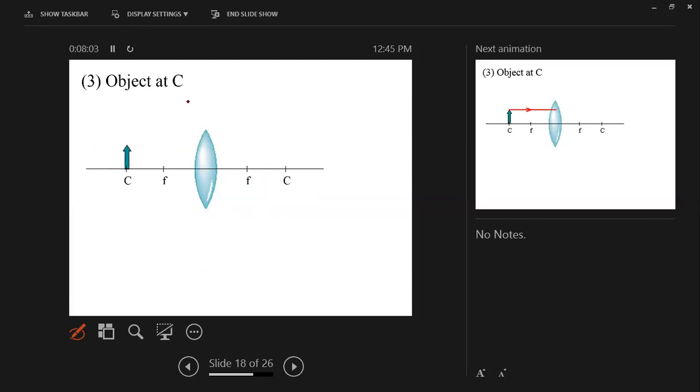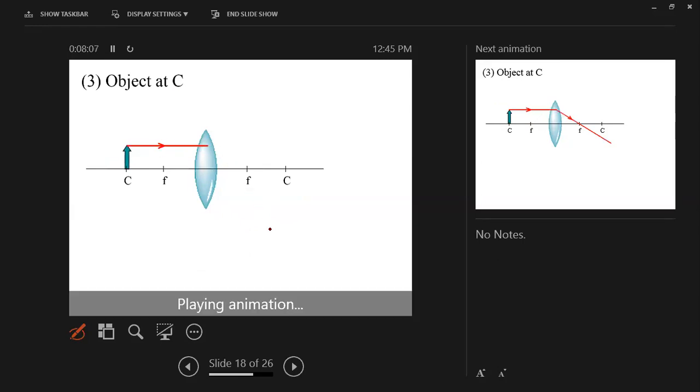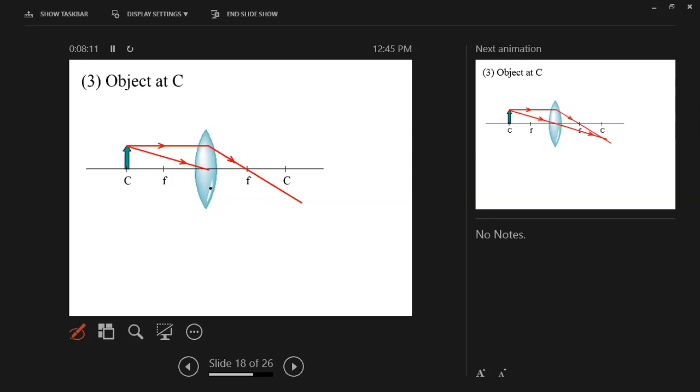What about when the object is at C? When the object is at C, again, we're going to send a parallel ray, which is going to be refracted through the focal point, and then we're going to send a ray towards the focal point, and then it's going to go diagonally. It's not going to have any refraction. The point where these two meet is going to give us our image. As you see, it's going to be at the center.